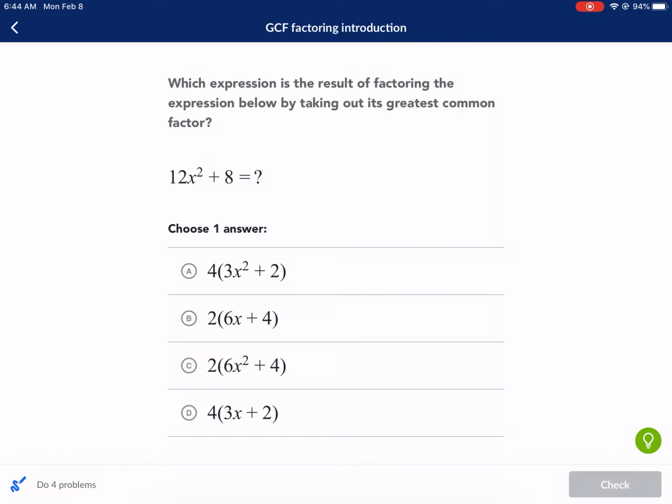First question: which expression is a result of factoring the expression below by taking out its greatest common factor? So we have 12x squared plus 8. Now we have a couple choices here. As you can see, there's only one variable between these two.